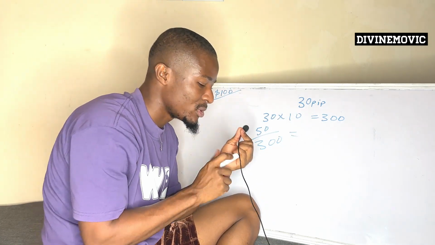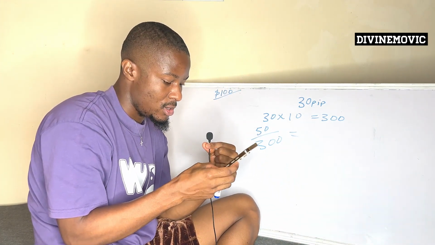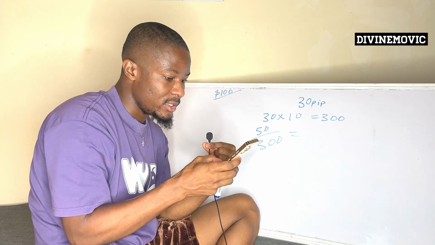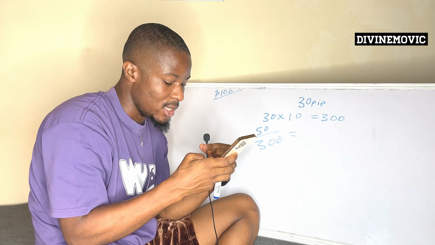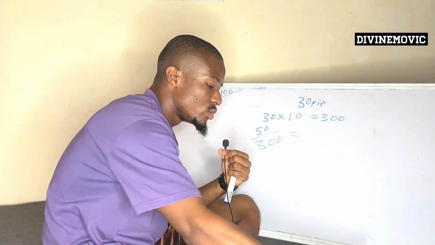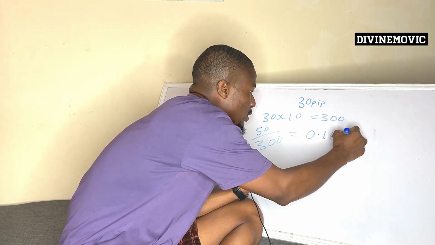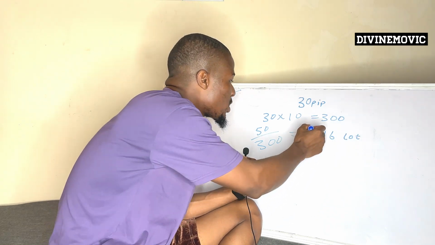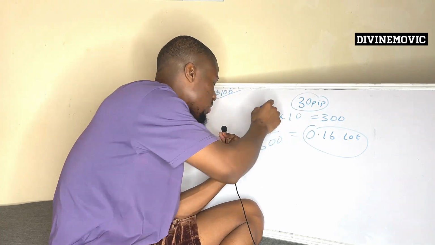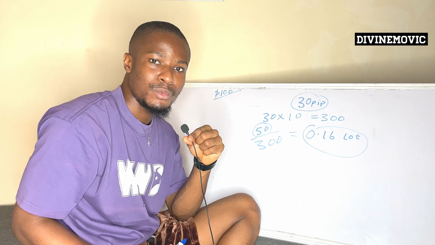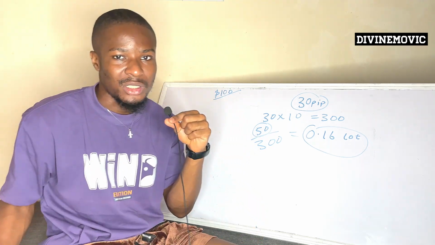Someone do the mathematics and put it in the comment section. Let me see. 50 divided by 300 is 0.166. So the right lot size used here is 0.16 lot size. If you use this lot size and your stop loss is 30 pips, you're going to lose $50. It's as simple as that. This is applicable to any account size that you want to trade.